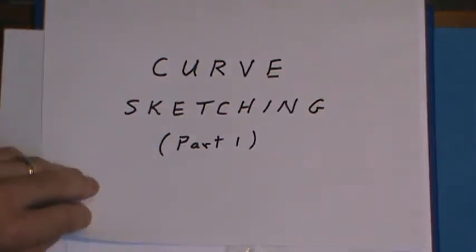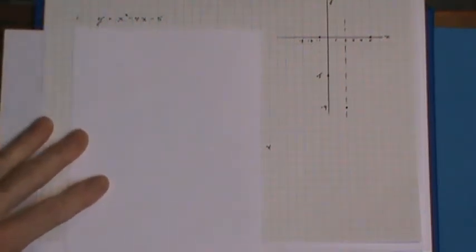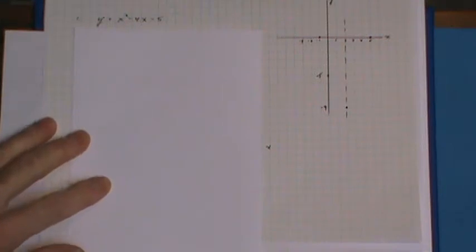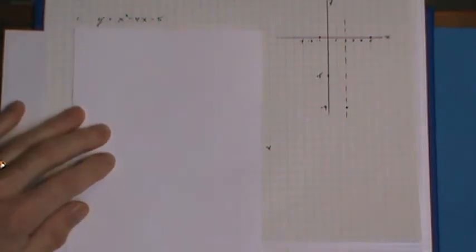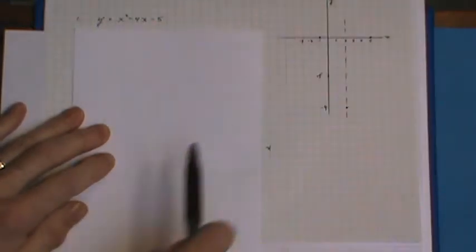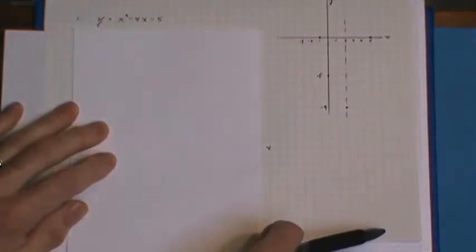In my first video on curve sketching, I'm going to look at quadratics. Now I've got a couple of videos already on quadratics, completing the square and solving for x-intercepts. In this video I just want to concentrate on a quick way of drawing a sketch for a quadratic or a parabola, which the graph is called.